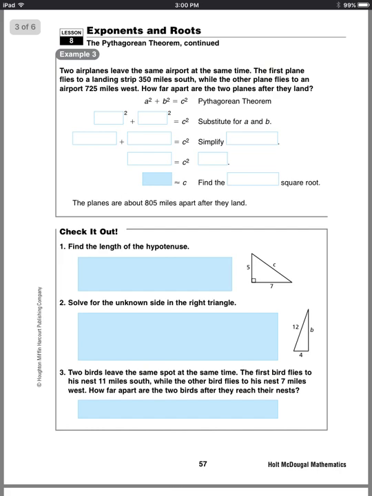Two airplanes leave the same airport at the same time. The first plane flies to a landing strip 350 miles south, while the other plane flies to an airport 725 miles west. How far apart are the two planes when they land? So we have the airport here. Okay, just kidding. We're going to put the airport here. The first plane flew south 350. The next plane flies west 725. And we want to know the distance between this point and this point.